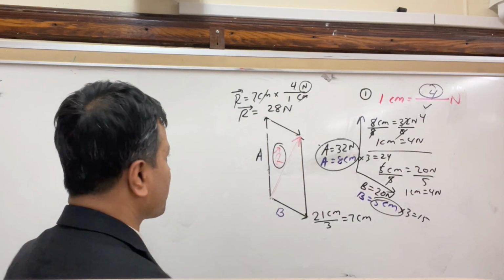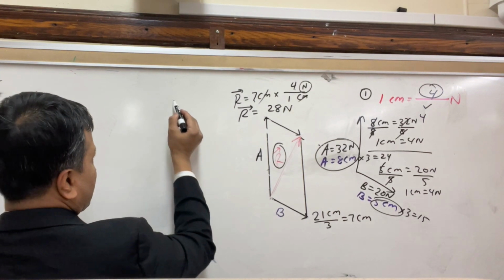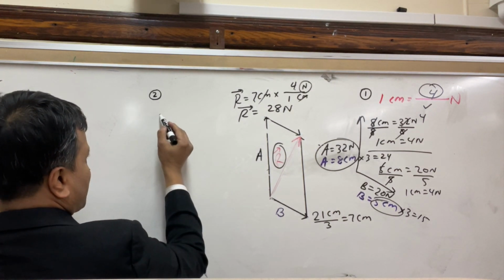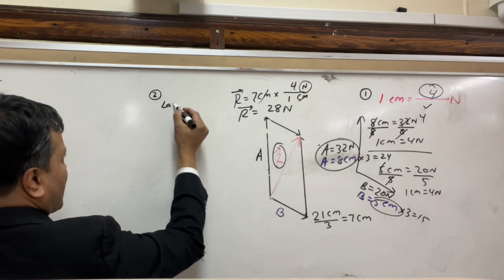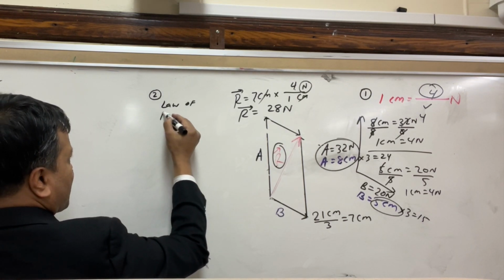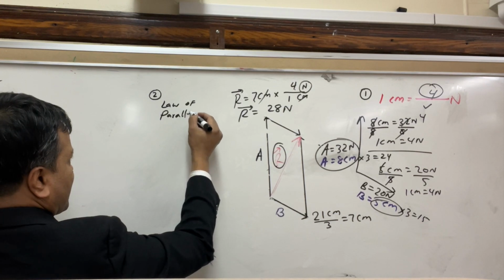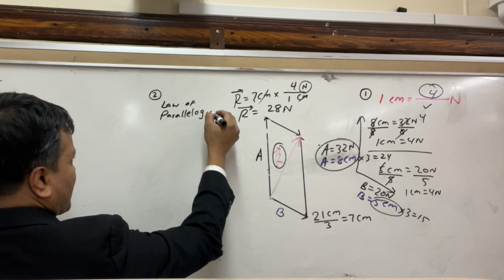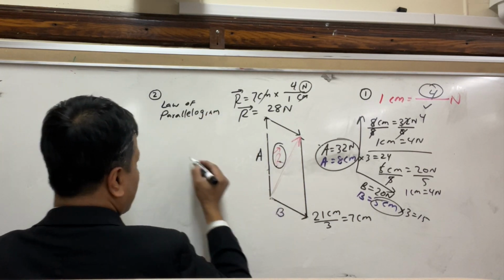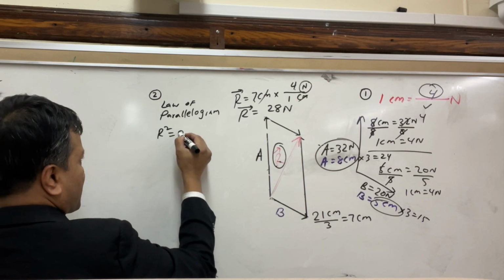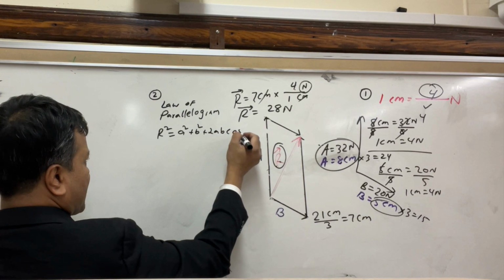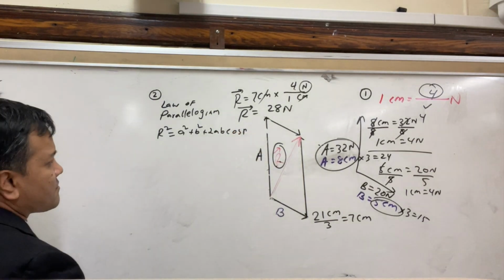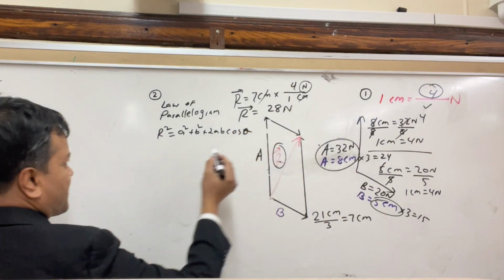Now let's go over problem number 2 by parallelogram. So again, you want to write this one. This is the law of parallelogram. You're going to write R squared is equal to A squared plus B squared plus 2AB cosine theta, or cosine R, doesn't matter.